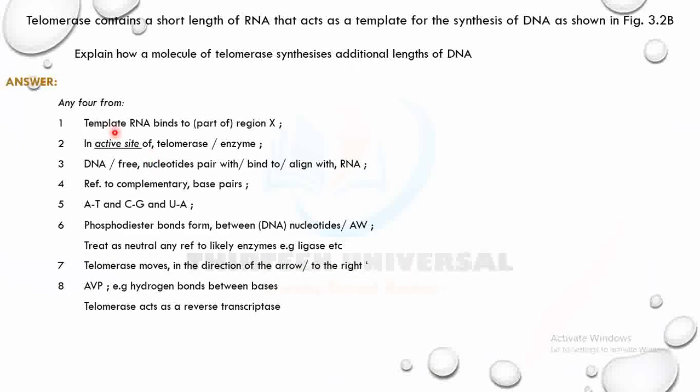The template strand binds to the region X. That's where it binds, in the active site of the telomerase enzyme. DNA free nucleotides pair with or align with RNA complementary base pairs, like what we said. A phosphodiester bond forms between DNA nucleotides. Telomerase moves in the direction of the arrow. Hydrogen bonds form between bases. Telomerase acts as a reverse transcriptase, because that's what it does.